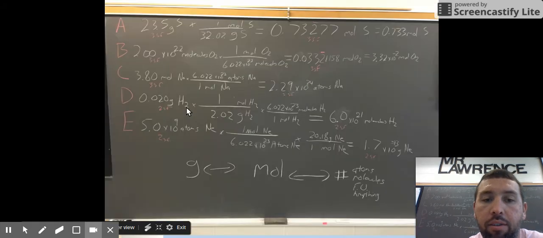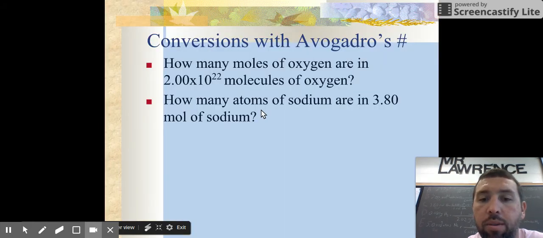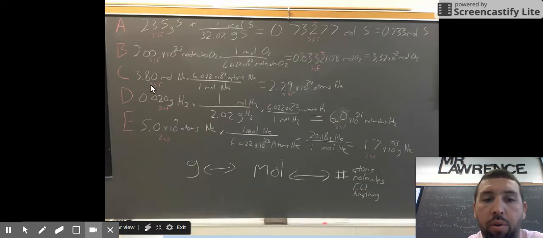So now let's look at problem C that I have on the line. How many atoms of sodium are in 3.80 moles of sodium? Again, I write down what I know, what's given in the problem. So I have 3.80 moles of sodium. I follow my units, mole of sodium, mole of sodium. Then I know I can go from mole to number of atoms. 1 mole times 6.022 times 10^23 atoms of Na.